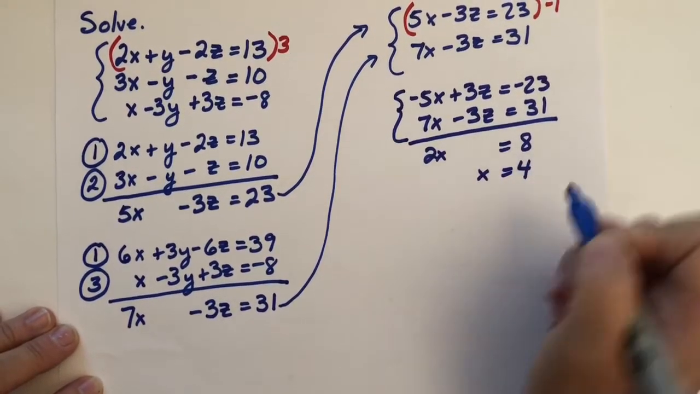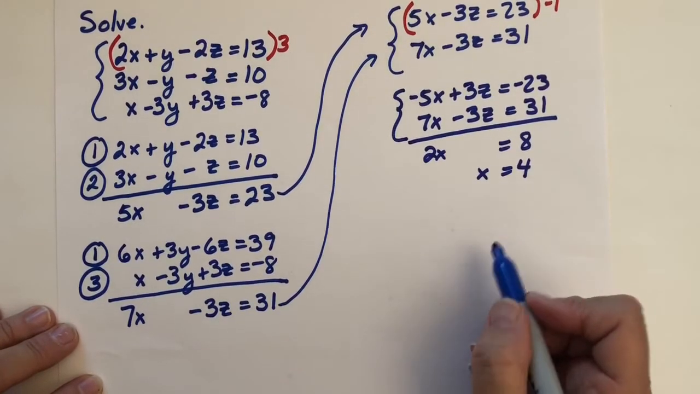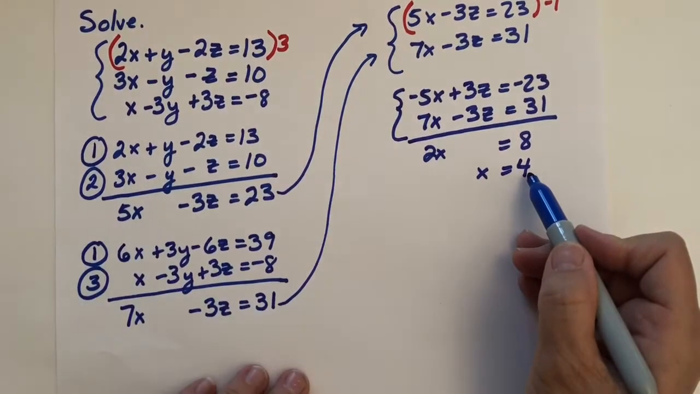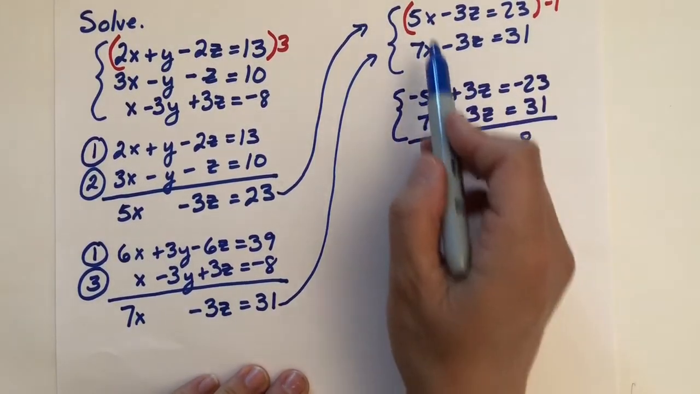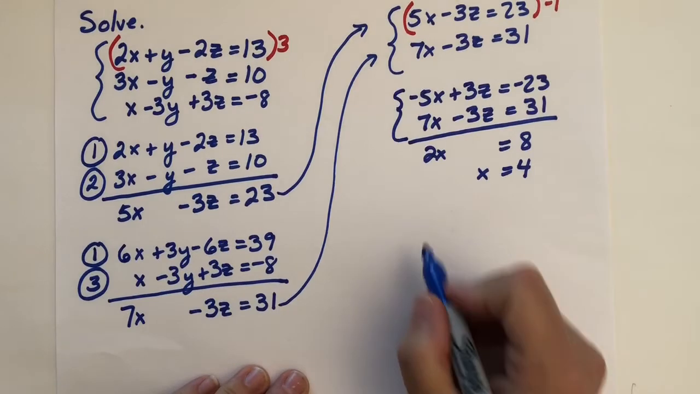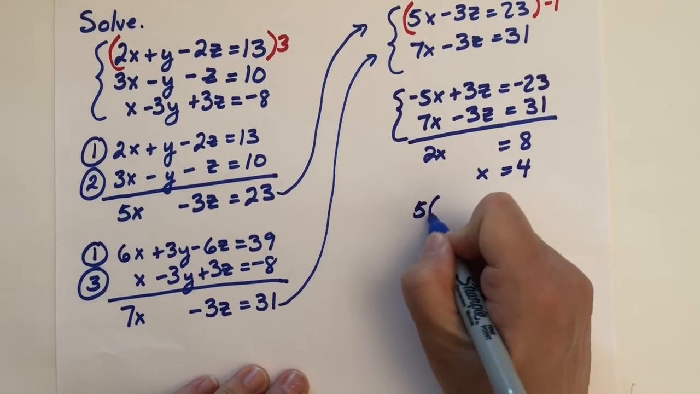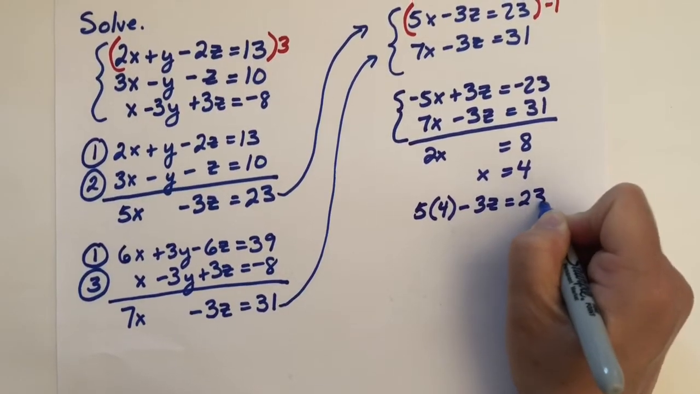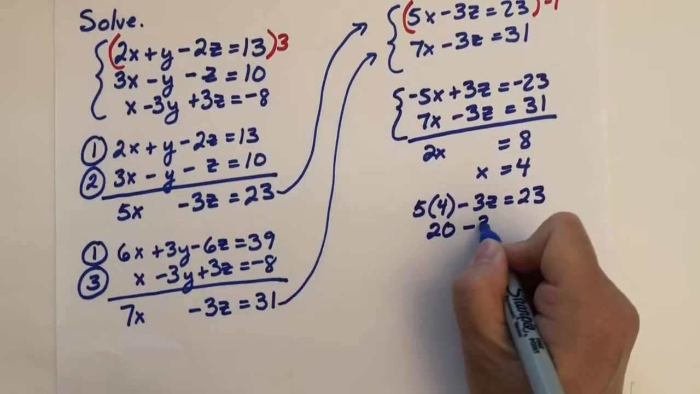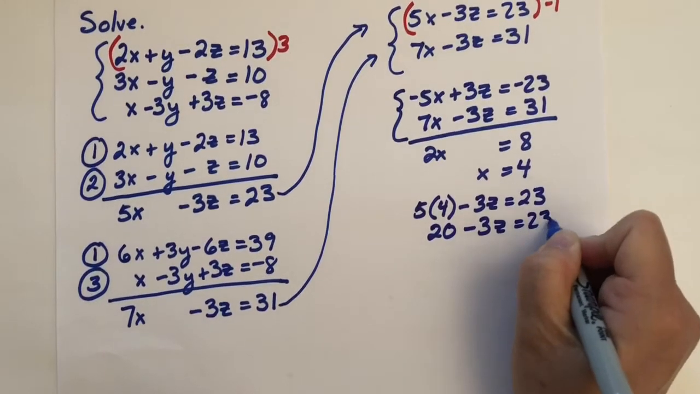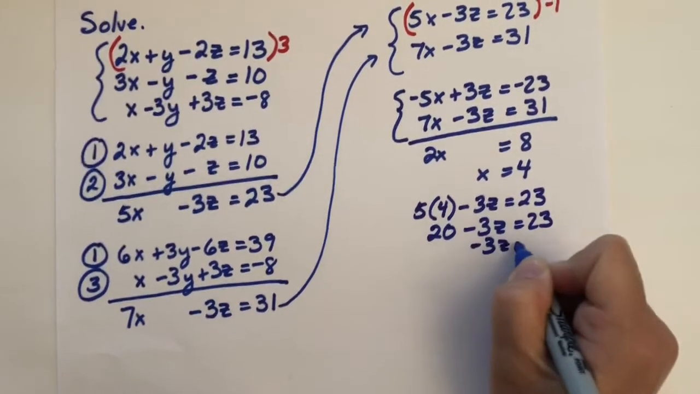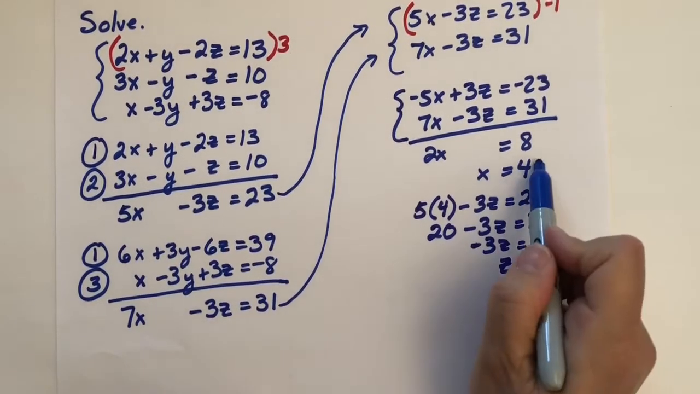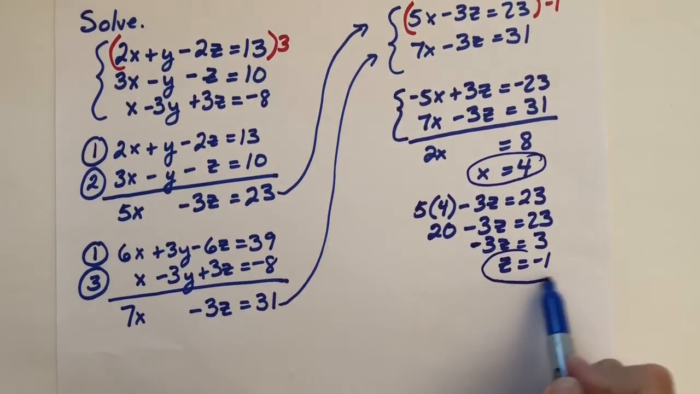So we have our x coordinate of our ordered triple. Let's keep going and find the z coordinate. Substitute 4 into either equation you choose. I'm going to choose that first one. Doesn't matter though. So 5 times 4 minus 3z equals 23. And we solve this equation. So we get z equals -1. So now we have the x coordinate and z coordinate of our solution.